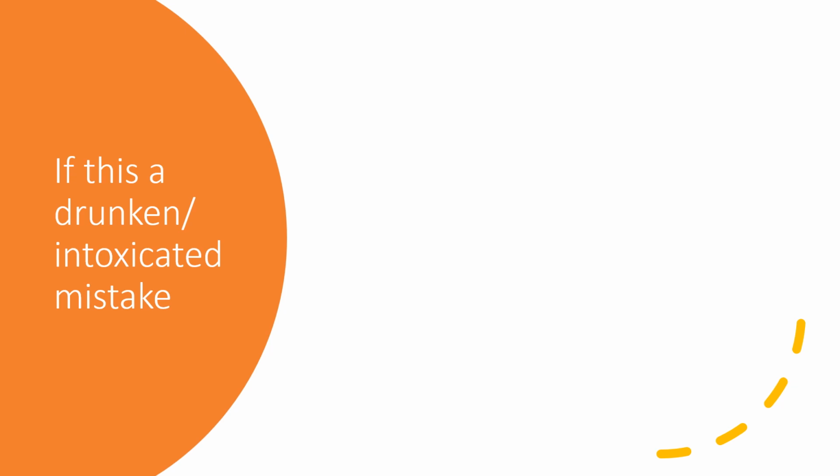Now, if it's a drunken or intoxicated mistake, you'll find a pattern here when you study criminal law. Often, if the defendant is intoxicated, it has a negative effect on most defences. If you think of diminished responsibility, for example, if you're just drunk, you won't be able to use that defence. Even with insanity and automatism, you won't generally be able to use those defences if you are intoxicated.